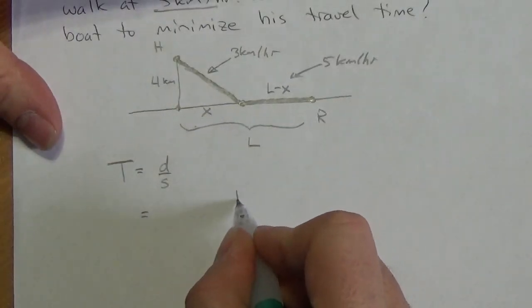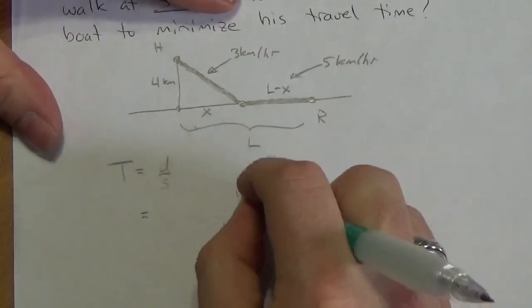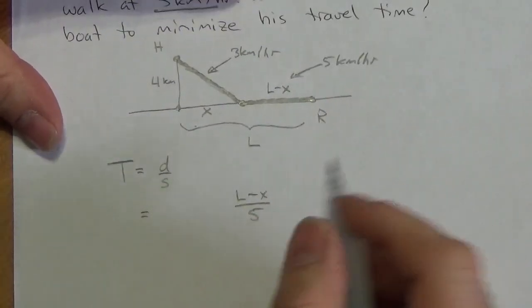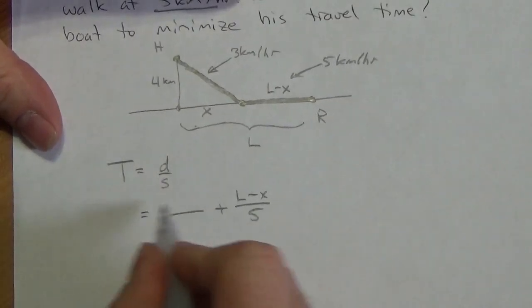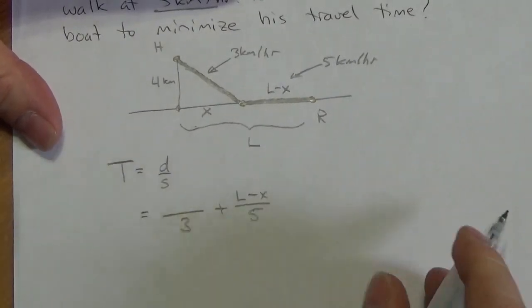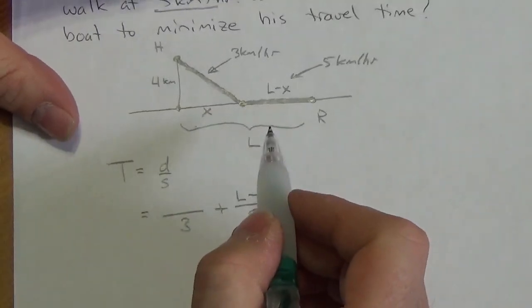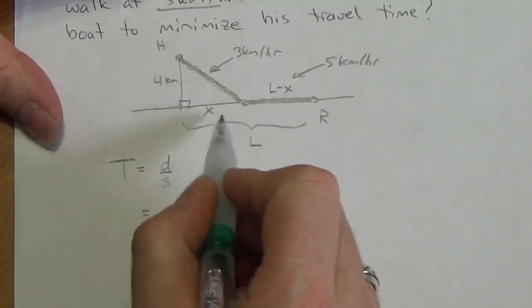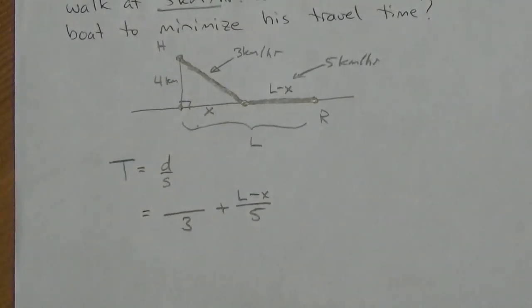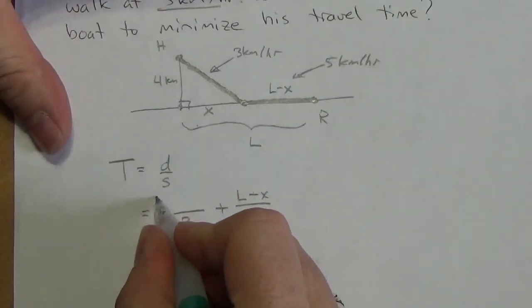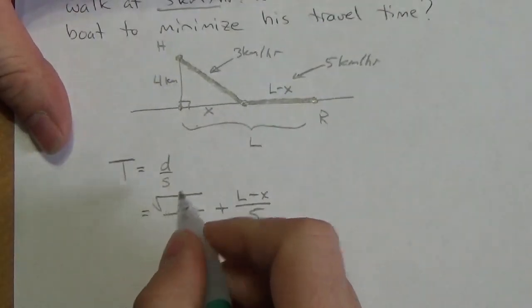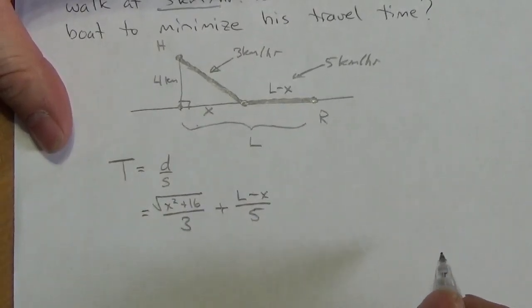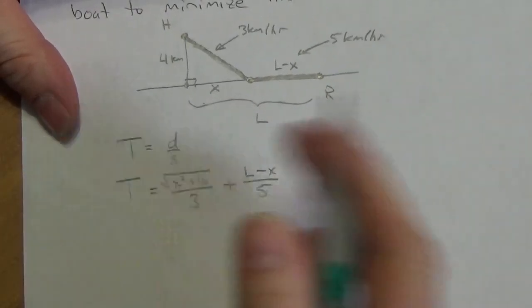The distance that this guy's going to go, and I'm just going to put this off to the side here, is going to be L minus x over his speed, 5. And I'm going to add that to the distance that he rows over 3. Now, what is the distance that he rows? Well, it's a right angle triangle. I know that one leg is 4 kilometers, and this other leg I've called x. So using the Pythagorean Theorem, that distance there will be the square root of x squared plus 16. Okay? And so here we go.